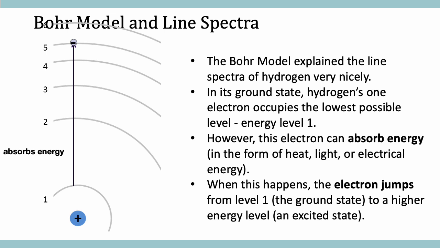That is called absorption. But when this electron comes back to the original state, that's when it releases energy. And this energy sometimes is released in the form of colored light that is visible to us, and that is called the emission spectrum or the line spectrum.